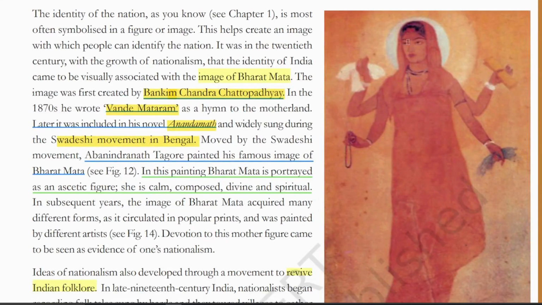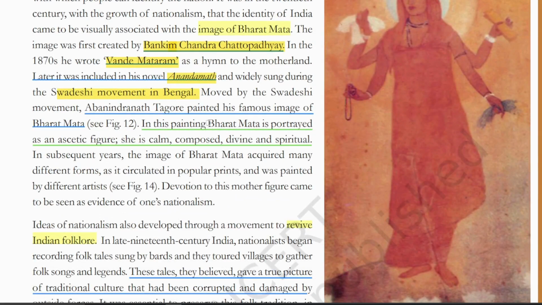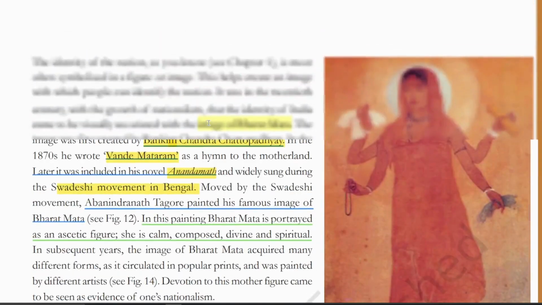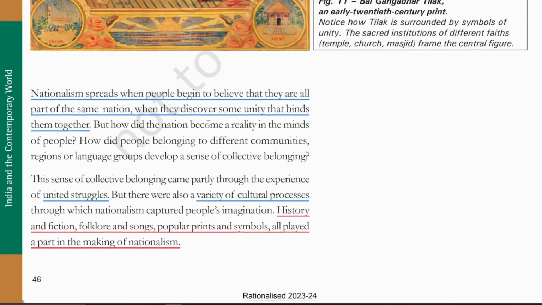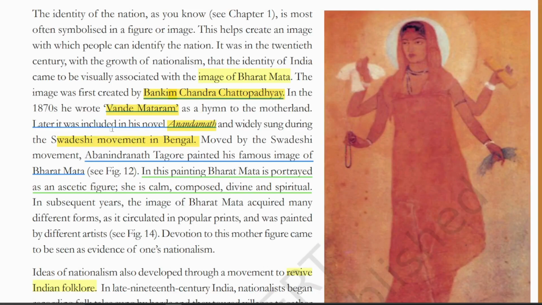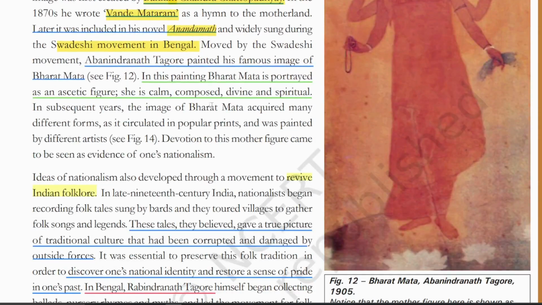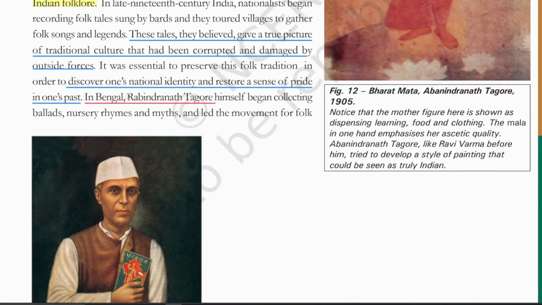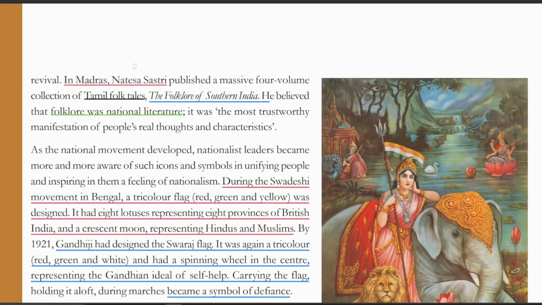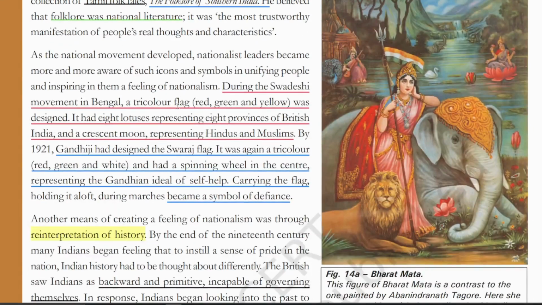It is not the normal flag. I forgot the colors. It's there in the textbook. Wait, let me just. Yeah, you'll find it while reading it. I've underlined it for sure. This painting by Mata. In Bengal, ballads. This is all about romanticism in India, right? During this Swadeshi period.